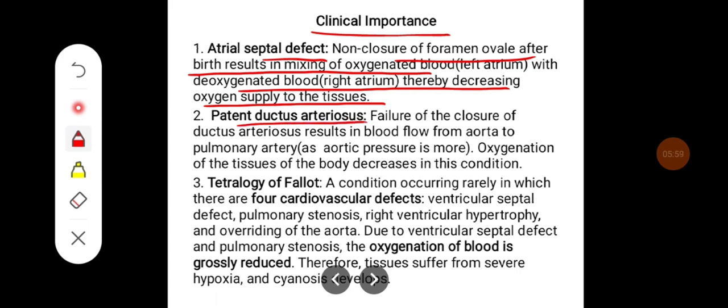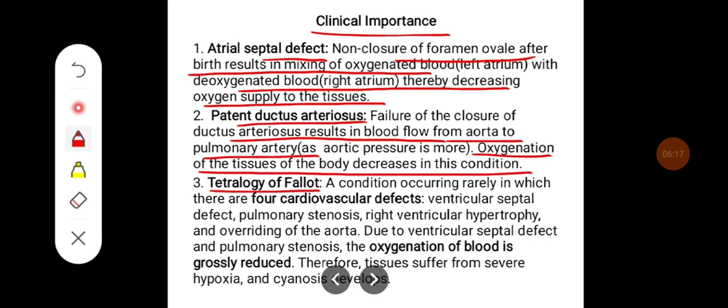Patent ductus arteriosus, failure of closure of ductus arteriosus, results in the blood flow from aorta to pulmonary artery as aortic pressure is more. Oxygenation of the tissues of the body decreases in this condition.